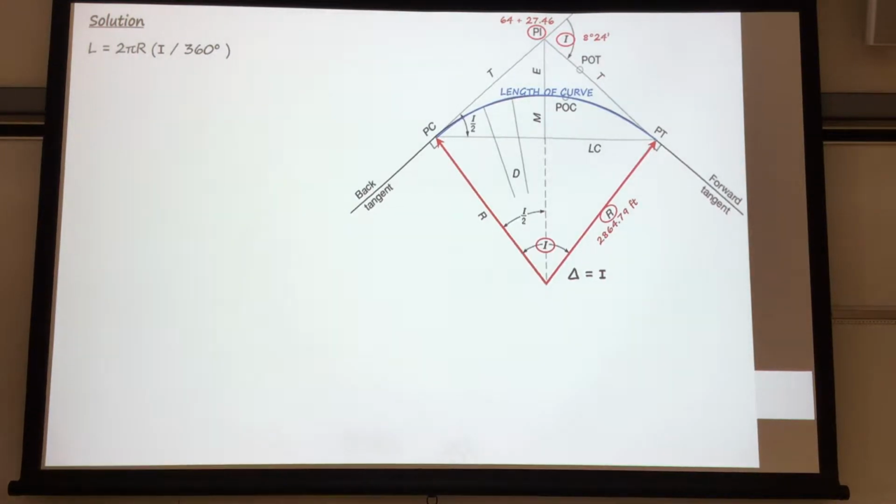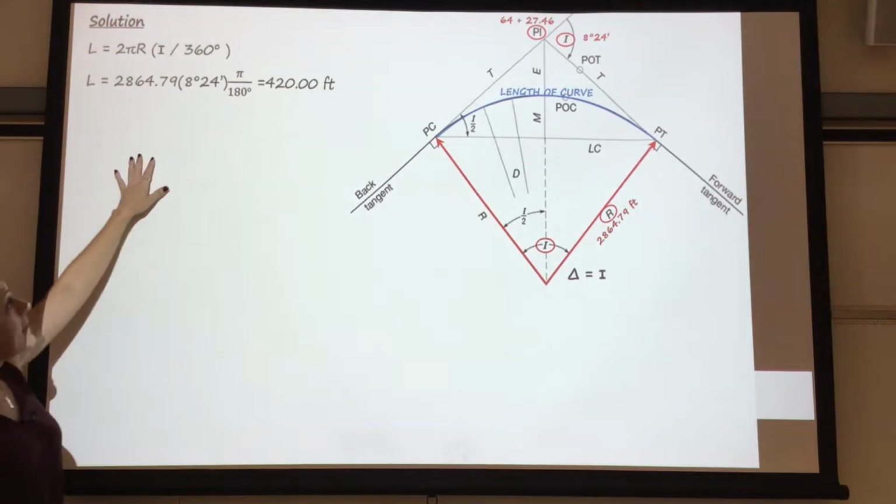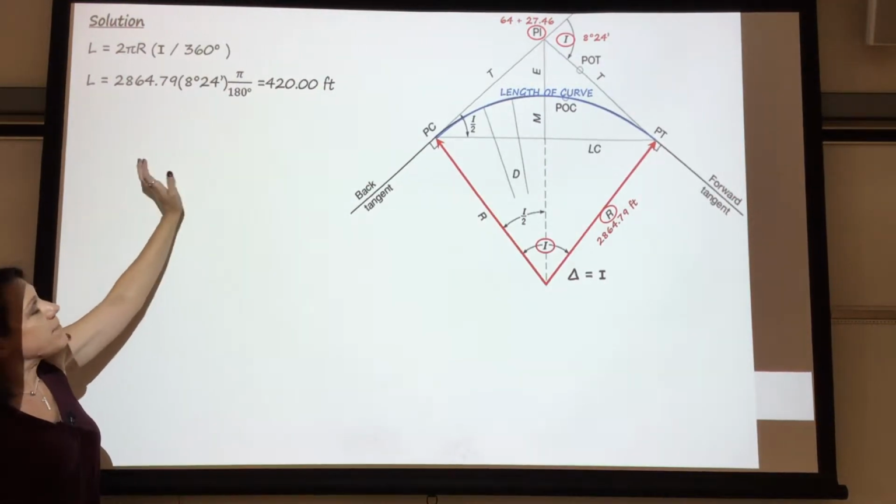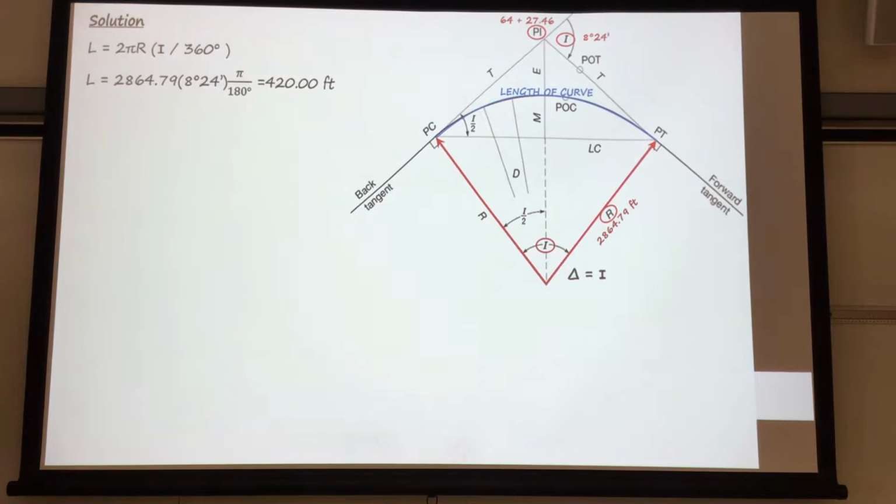So the solution is L equals 2πR times I over 360. I plug in the radius, I plug in the degree of curvature, the intersection angle, and I get a length of 420.